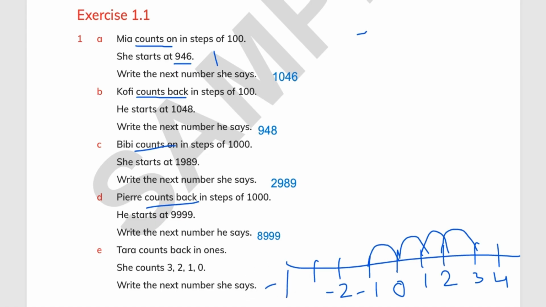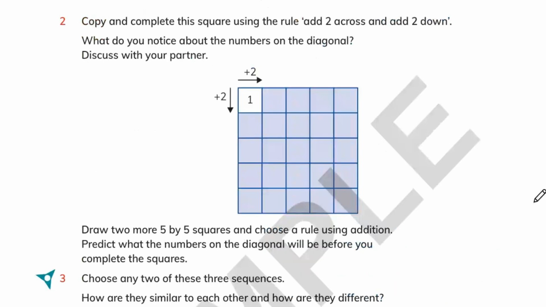So this was very simple, question number 1 of exercise 1.1. Now we will start question number 2. This is question number 2 that you can see on my screen. Copy and complete this square using the rule add 2 across and add 2 down. So what we have to do, we have to add 2 across and add 2 down. This will be very simple. Let's do this.